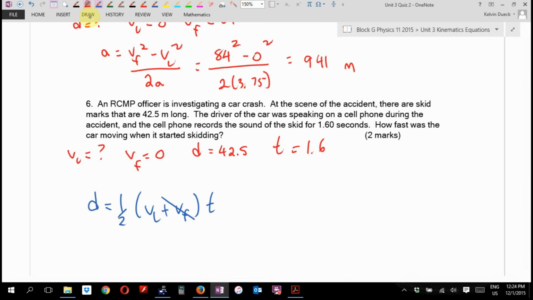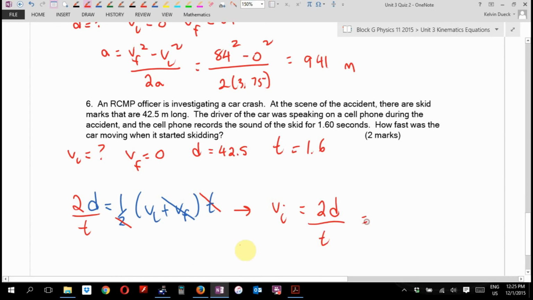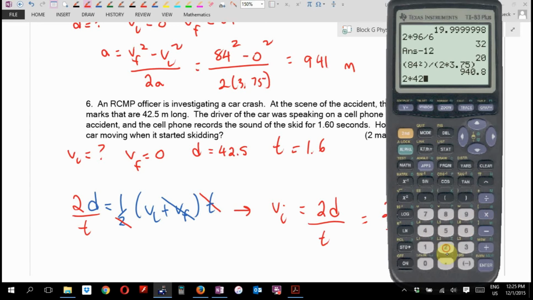So here, I'm going to do the same trick. I'm going to keep the 1/2, Dylan, a 1/2. I'm going to say dividing by 2 is the same as timesing by 2. Timesing by t is the same as dividing by t. Because since I canceled out the VF, really, I've inadvertently canceled out the brackets anyways, because now there's only one thing in the brackets, which means it doesn't make a difference. I get this. VI is 2 times d over t. It's going to be 2 times 42.5 over 1.6. 2 times 42.5 divided by 1.6. You get 53.1?